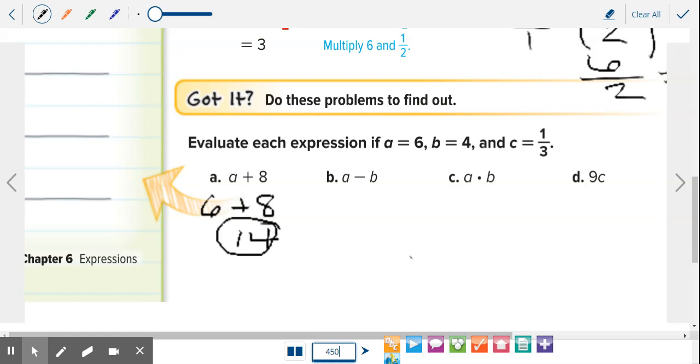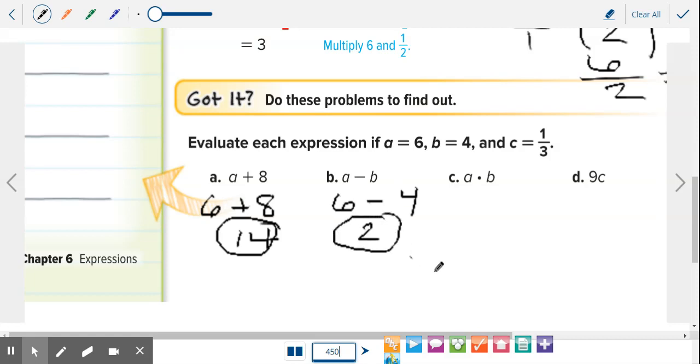All right, letter B, A minus B. Steven, what do we have to do? Have to switch A and B. Okay, so what's A? 6. What do we do with the subtraction sign? Keep it. And then letter B? 4. And now what do we do? You subtract 6 minus 4. Okay. It would be 2.